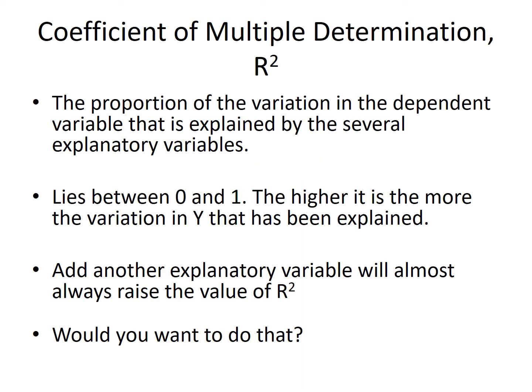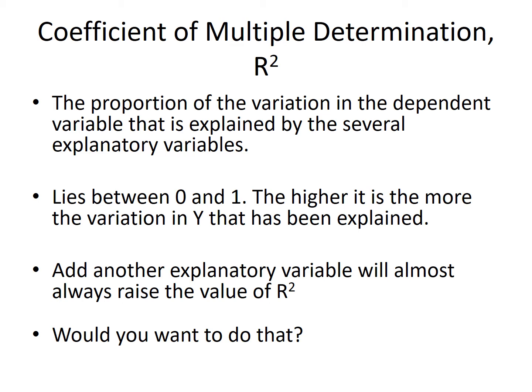So the coefficient of multiple determination, or r squared, which is on your table and will be in your output, is a proportion of the variation in a dependent variable that is explained by the several explanatory variables. It lies between 0 and 1. The higher it is, the more variation in y that has been explained. And typically you won't get a 1. You'll get something like 0.4, 0.3, 0.2, 0.01.